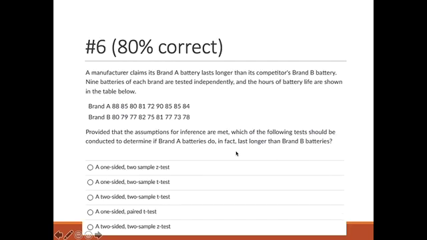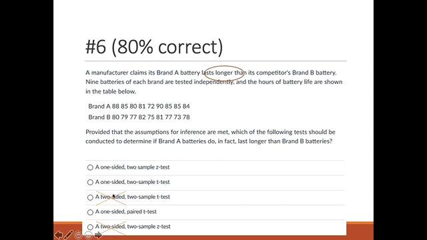So for question number 6, we're looking at 2 brands of batteries, and we're interested in which one lasts longer. So we have 2 samples worth of data, we have a direction, and we're looking at quantitative data here. So these are the hours of battery life shown in the table below. Provided the assumptions for inference are met, which of the following tests should be conducted to determine if brand A batteries do in fact last longer than brand B batteries?